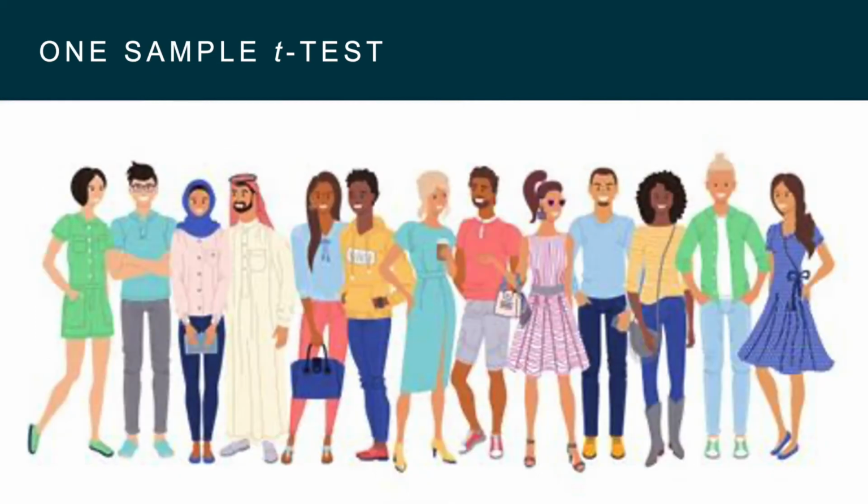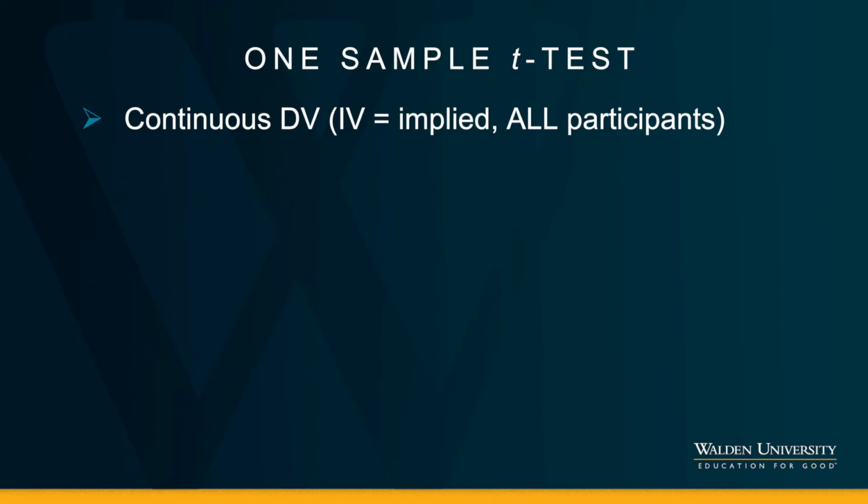So the one sample t-test is illustrated here on this screen, and you can see that this is just one group of unique individuals. And as I mentioned, in our data set, we will actually use all participants in the data set. And to set that up, we would need a continuous dependent variable, a scale dependent variable. But if we're using all participants in the data set, then the independent variable is implied.